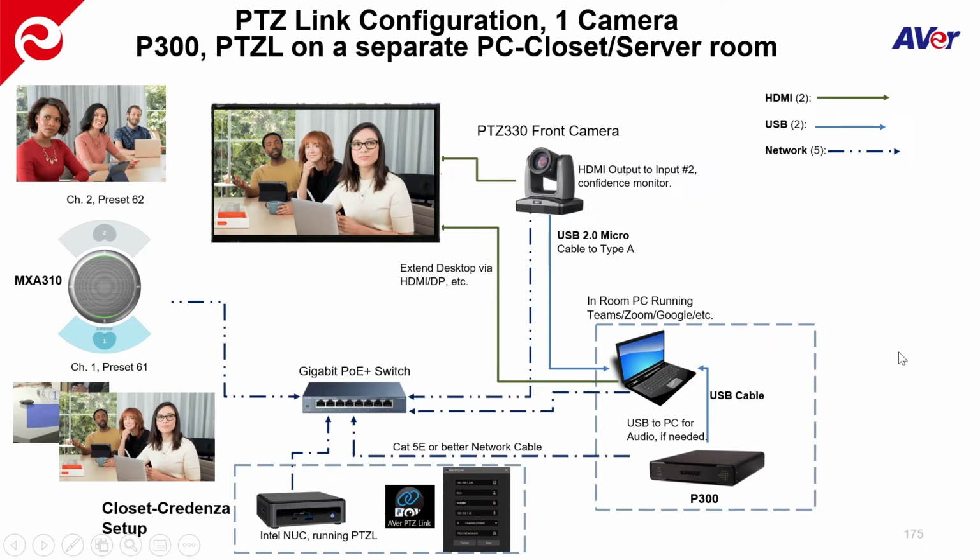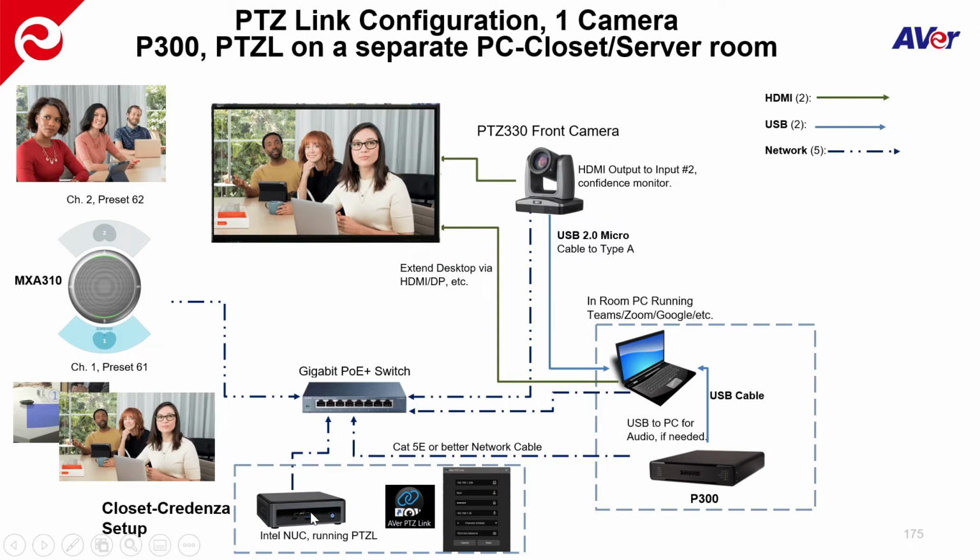Here's another example where you don't necessarily have to install PTZ Link on that room PC. You could have a dedicated Intel NUC or Mac Mini with PTZ Link running in the background. The idea with PTZ Link is that it needs to be running to set it up, but it also needs to be running in order for this to work. So once you do the pairing, do the setup, set the presets, you're going to minimize PTZ Link, and it's going to be running in the background.